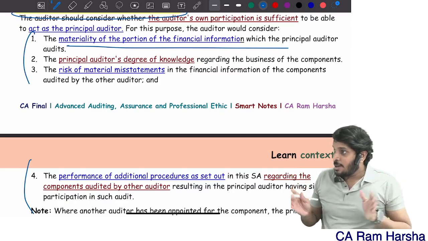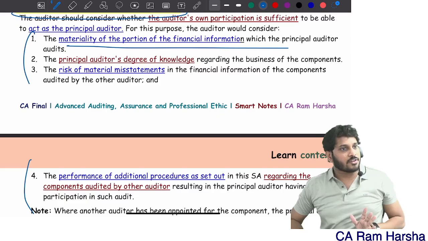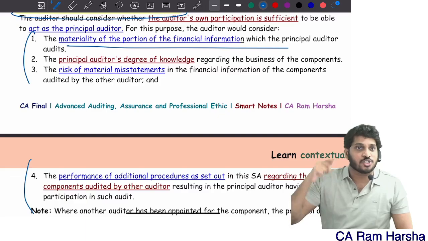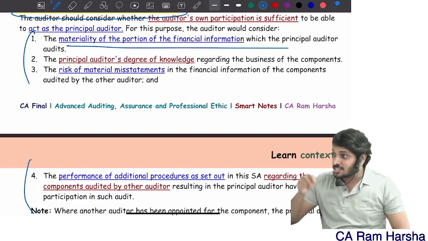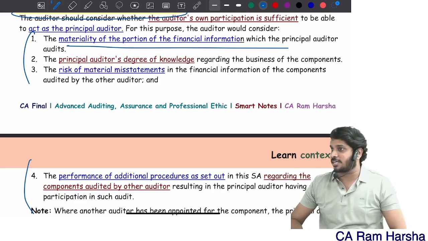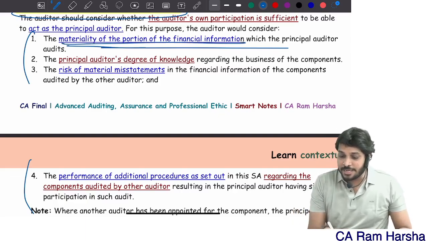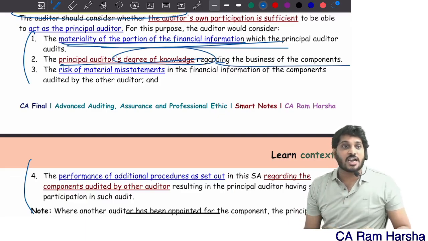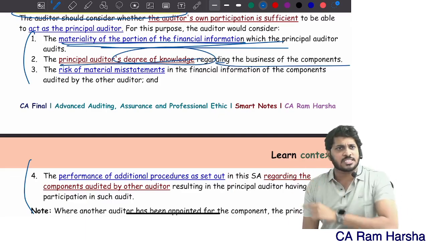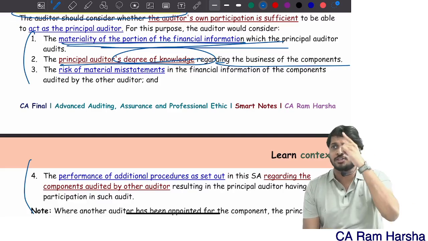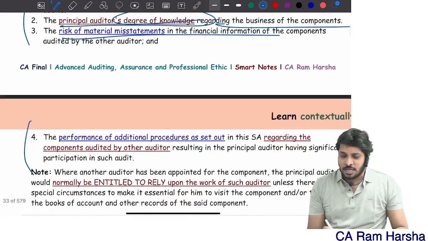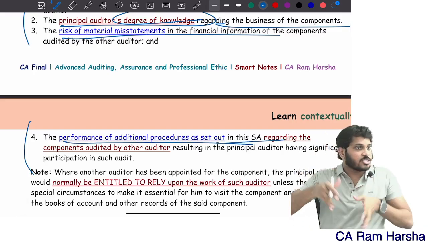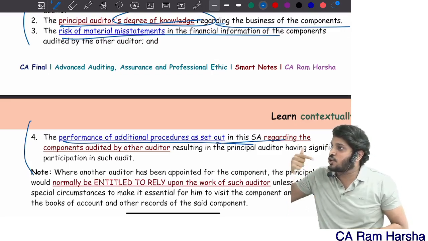You are getting the point. The predominant portion is audited by the other auditor. When the predominant portion is audited by the other auditor, then why did you accept the principal auditor position of this company? This is the clause on which NFRA levied the penalty. Getting it? So what is the materiality of the portion of financials that you are auditing? Next, the principal auditor's knowledge regarding components. You must have knowledge of the business happening in the components. How much knowledge do you have? Risk of material misstatement. Performance of procedures that are given under SA 600, this standard. Whatever procedures are given in the standard, how far can you execute those procedures?